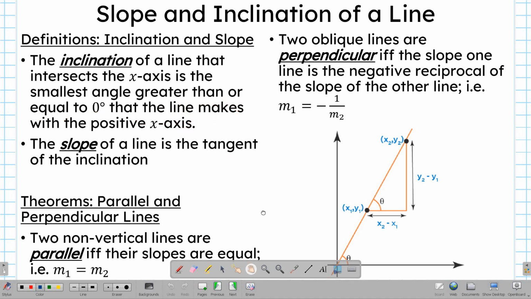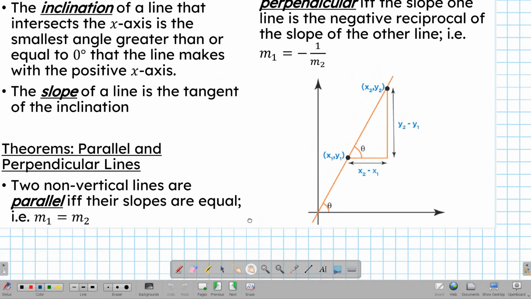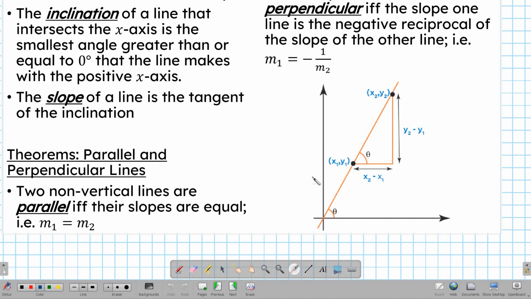So, let's illustrate this a little. This angle here is what we call the inclination of this line. So, the smallest angle that it makes with the x-axis. That is what we call the inclination of our line. Because it has to be the smallest angle greater than or equal to 0 degrees that the line makes with the positive x-axis. Parang angle in standard position.